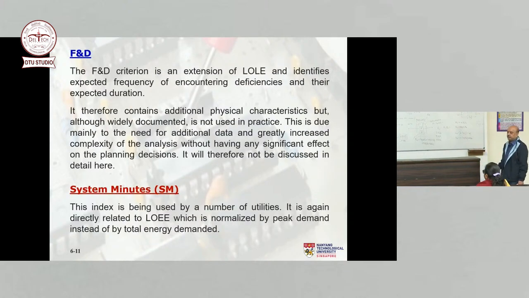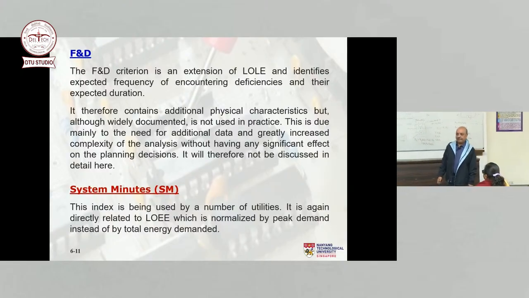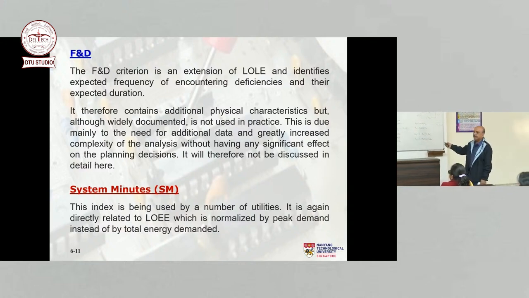Then F&D, we already mentioned this, the frequency and duration indices. Unfortunately, because of the need for additional data, this one is not as popular. And last but not least, this is another index that the North American power utilities use. It's called SM, System Minutes. Anybody heard of that before? It's a very interesting index because it says loss of energy expectation normalized by the peak demand instead of the energy demand. Normalized by the peak demand, yeah?